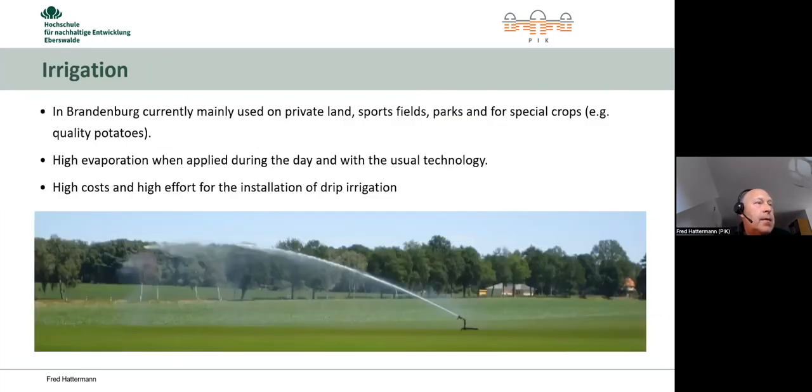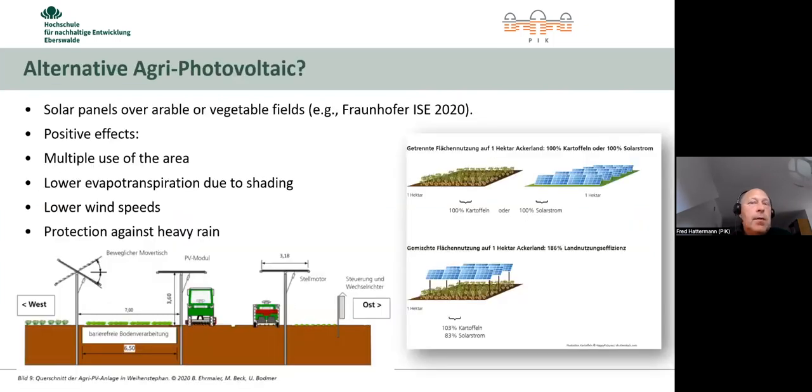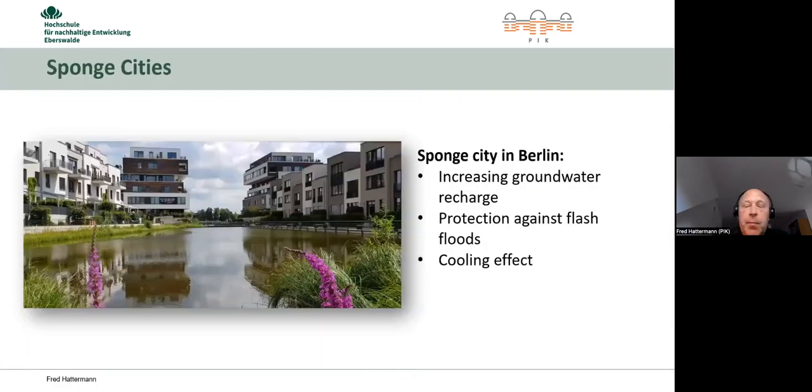Irrigation is, of course, problematic and possibly only available for cash crops in the future in dry areas. And there are, of course, also some fancy ideas of alternative agri-photovoltaics. They have a lot of benefits, but they are in the end not the solution for everybody in really large landscapes. And sponge cities, of course, because you, again, harvest water, cool the area, and also counteract floods, not only droughts, but also floods.